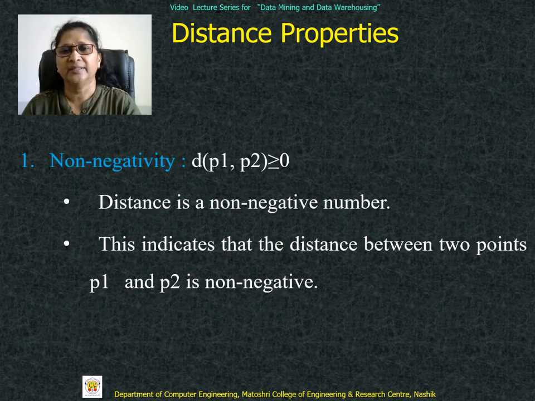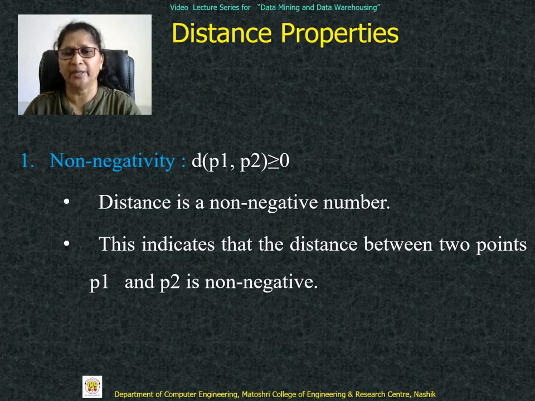Let us learn these distance properties. The first one is non-negativity. It says that the distance between any two points is going to be non-negative. So if we consider two points P1 and P2, then the distance between P1 and P2 is always going to be positive, that is, greater than or equal to 0.